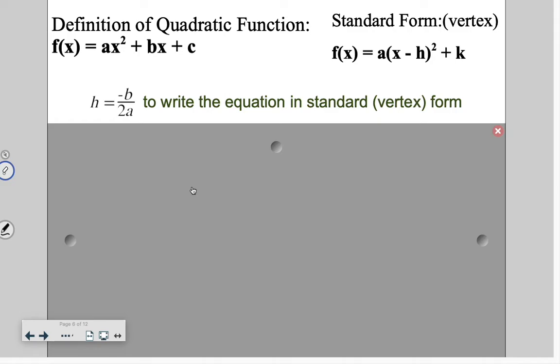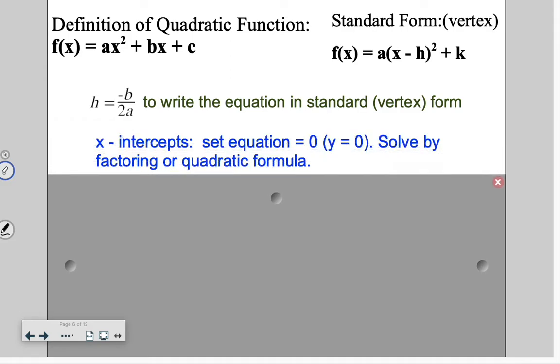So I told you, vertex is probably the most important point. Then from there, we're going to find the x-intercepts. We're going to take a look at those. We've already done that back in the prerequisite chapter, the very first chapter. Anytime you're finding an x-intercept, that's when y equals 0. So you set the equation equal to 0, and you solve either by factoring or quadratic formula to find your x-intercepts.